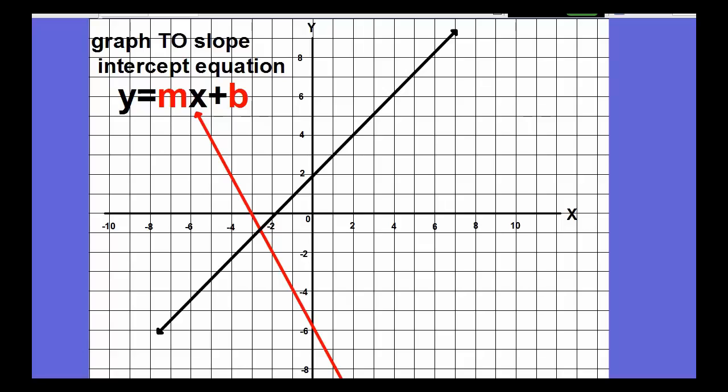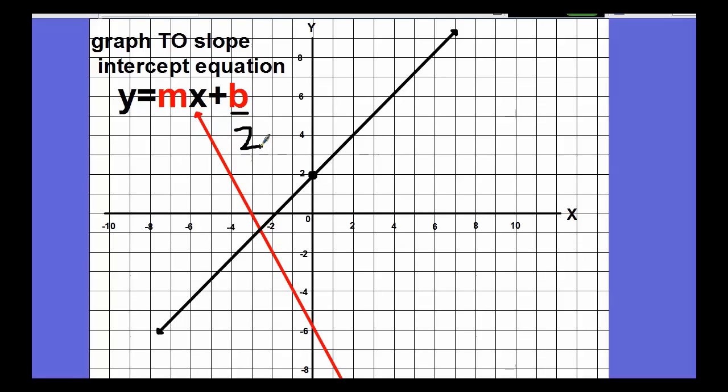Okay, now we're going to learn how to go from a graph and turn it into your slope-intercept equation. So I have 2 lines on the screen here. One of them has a negative slope and one has a positive slope. So we'll start with the black line, which is a positive slope. So the first thing I need to do is determine my b, or my y-intercept, and that is where the line crosses over y. So that point is right here at 0, 2: 0 on x, and 2 on y. So I know that that is going to be a positive 2.